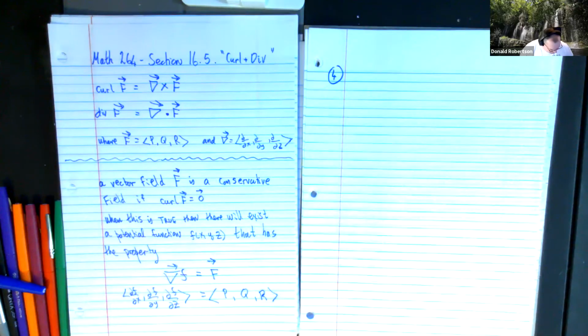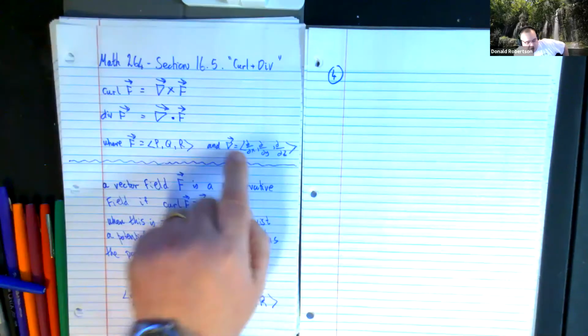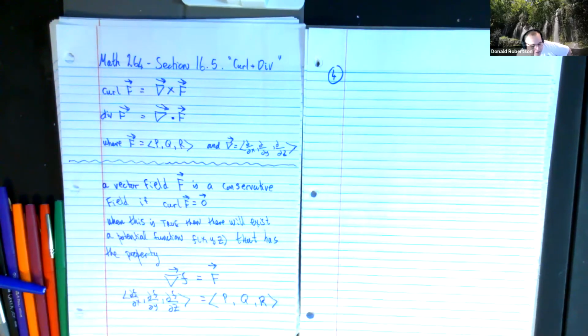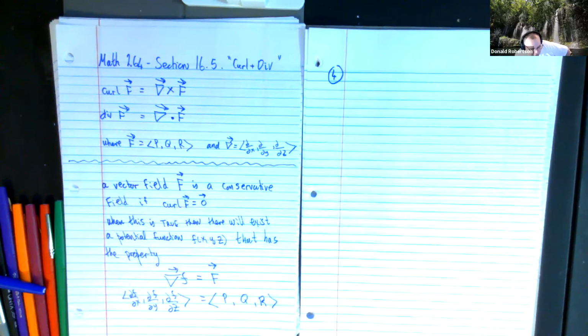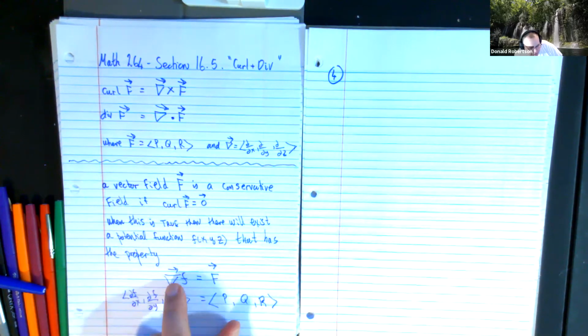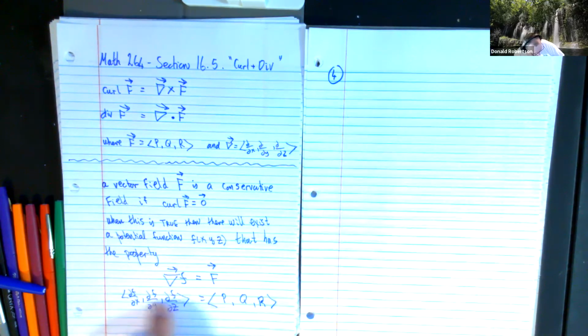Yes, curl and div, and that's your vector field, and that's your operator delta. And something we already know about, but to remind you again, a vector field F is called conservative if its curl of F is 0. So that's a test for it. When this is true, that means that there's going to be a potential function little f that has the property that delta of f is the vector function F, and F is PQR.